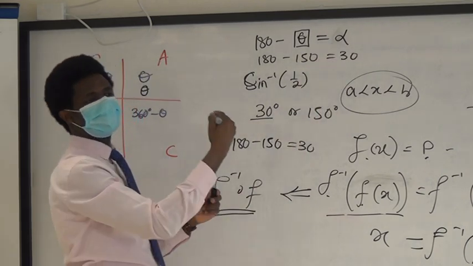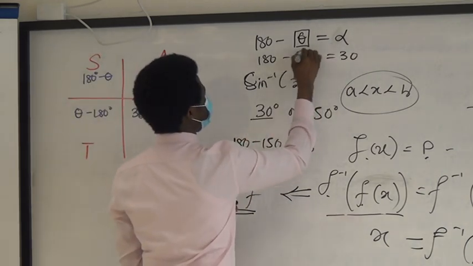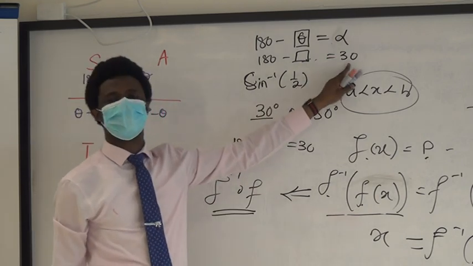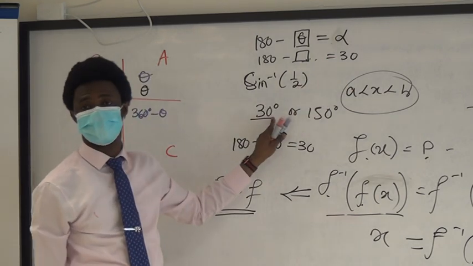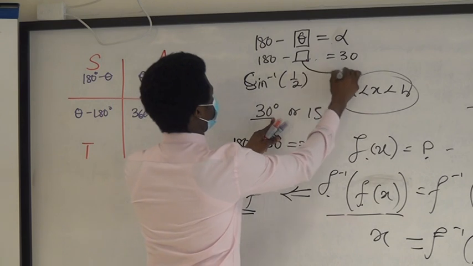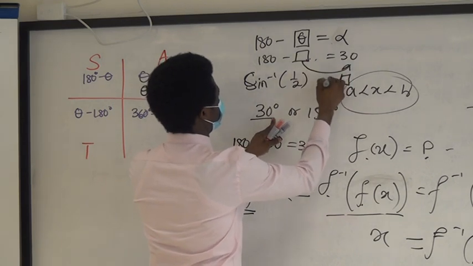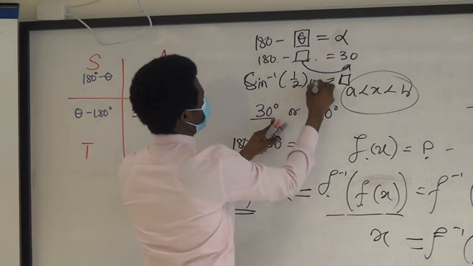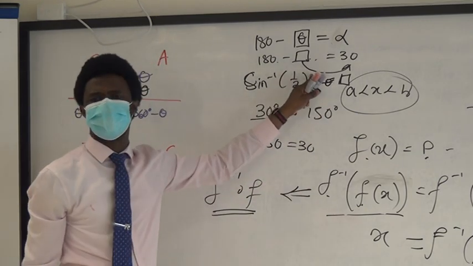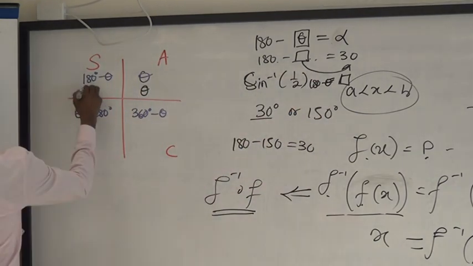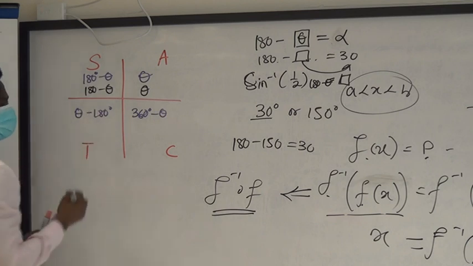Okay? The reverse is that we don't know what this is. But we know the result is 30 because it's equivalent to this 30. So if I'm looking for this, I take it here, it's positive. Then this comes back. So basically, it's still the same 180 minus the angle. So for the second quadrant, we still have 180 minus the angle.